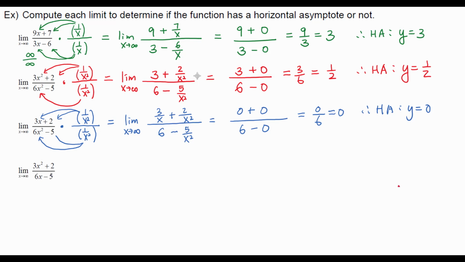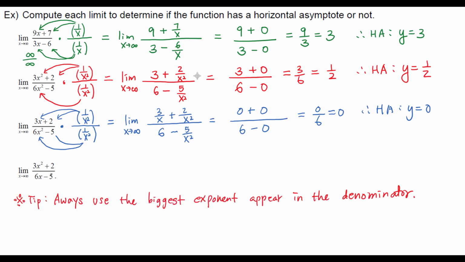Last question. Limit of quantity 3x squared plus 2 over quantity 6x minus 5 as x approaches infinity. This time, I have a higher power in the numerator. However, our tip was to use the biggest exponent up here in the denominator. So you are going to still multiply in the form of 1 over x over 1 over x, because in the denominator, the highest power is x to the first power. Why not x to the second power on the numerator? Why don't we use that?